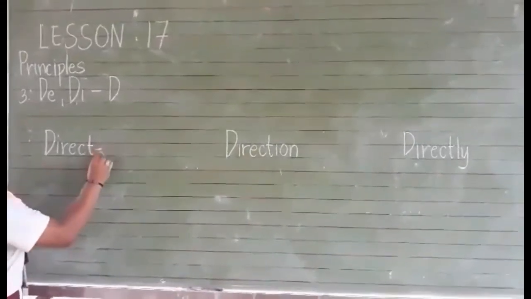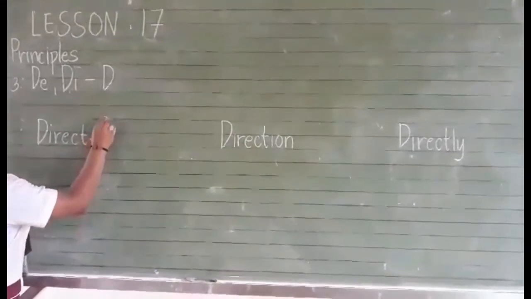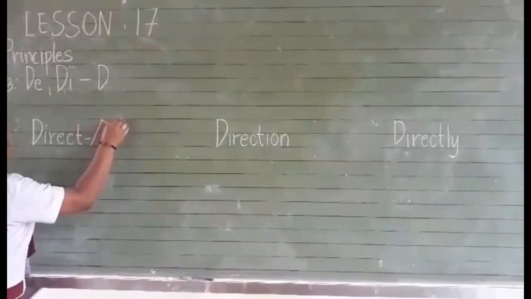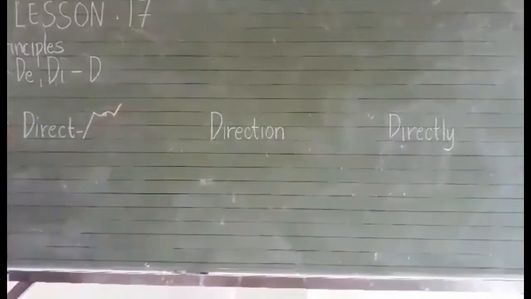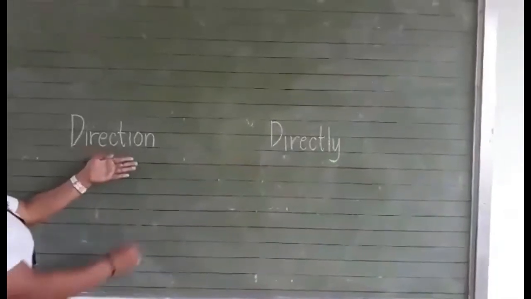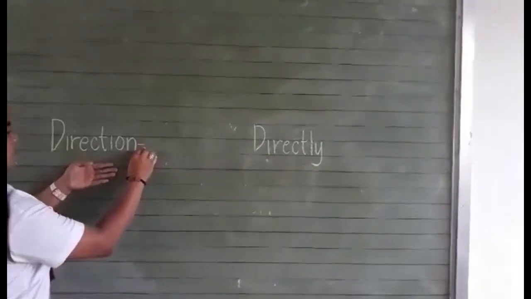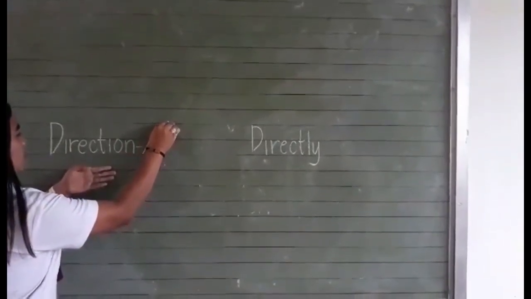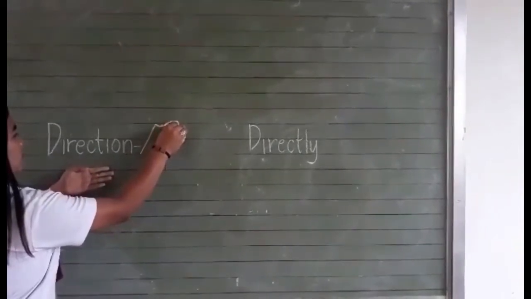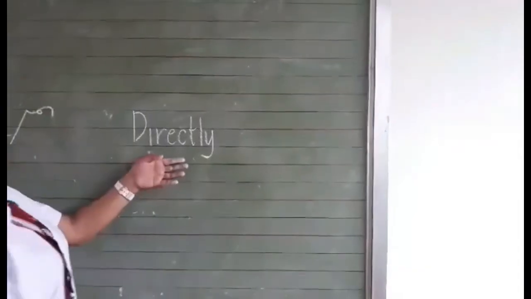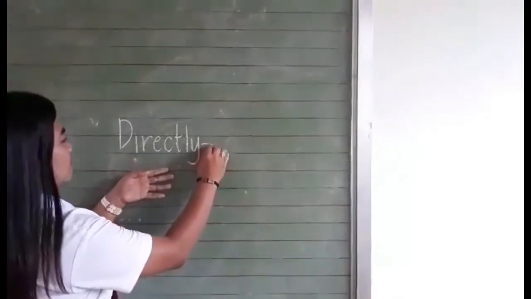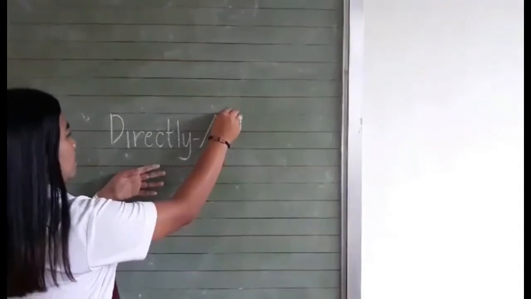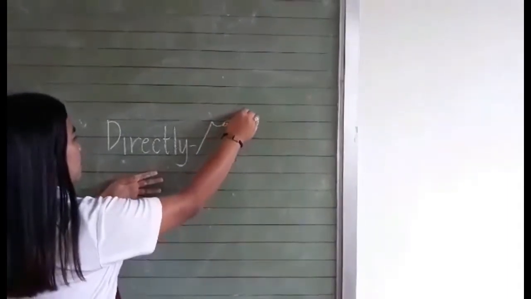Direct is represented by the word beginning di, followed by R, E, K, and T. Direction is represented by di, followed by R, E, K, and ation. Directly is represented by di, followed by R, E, K, T, and E.